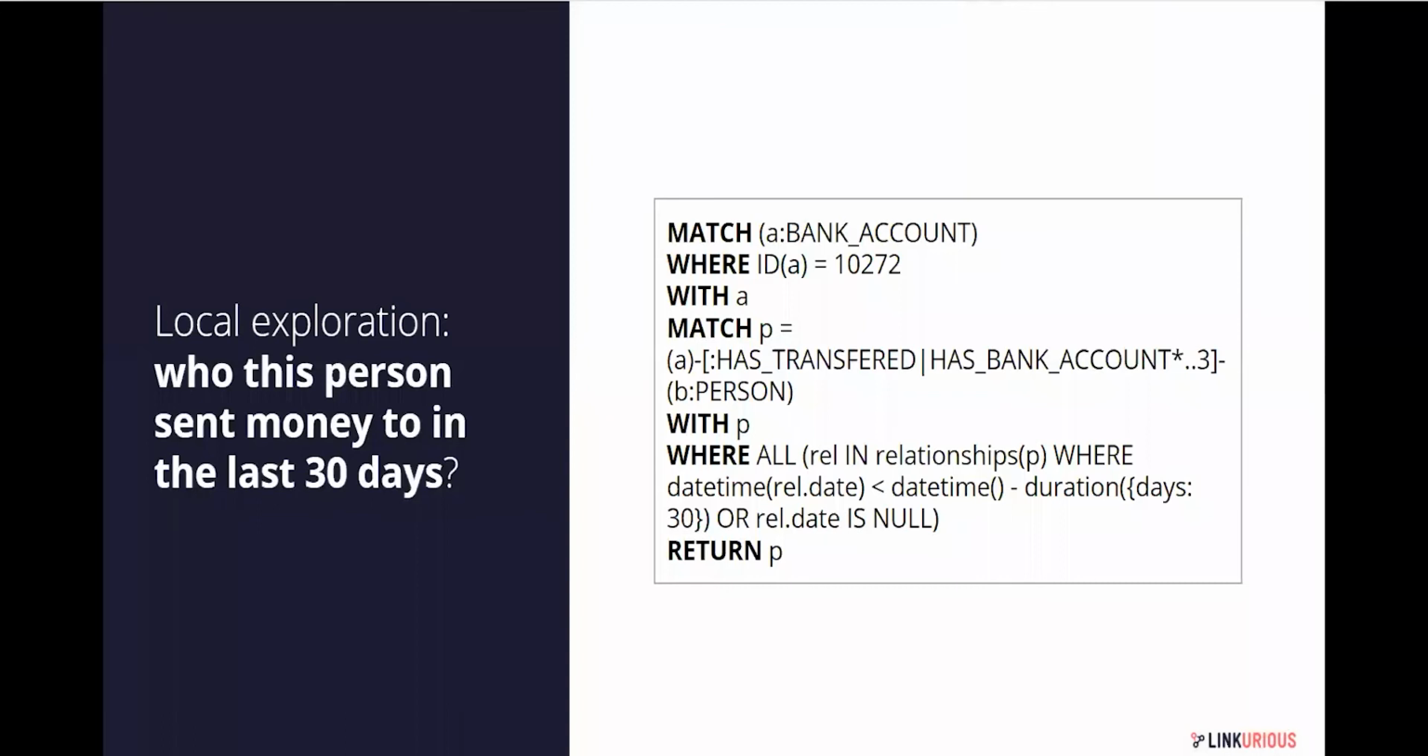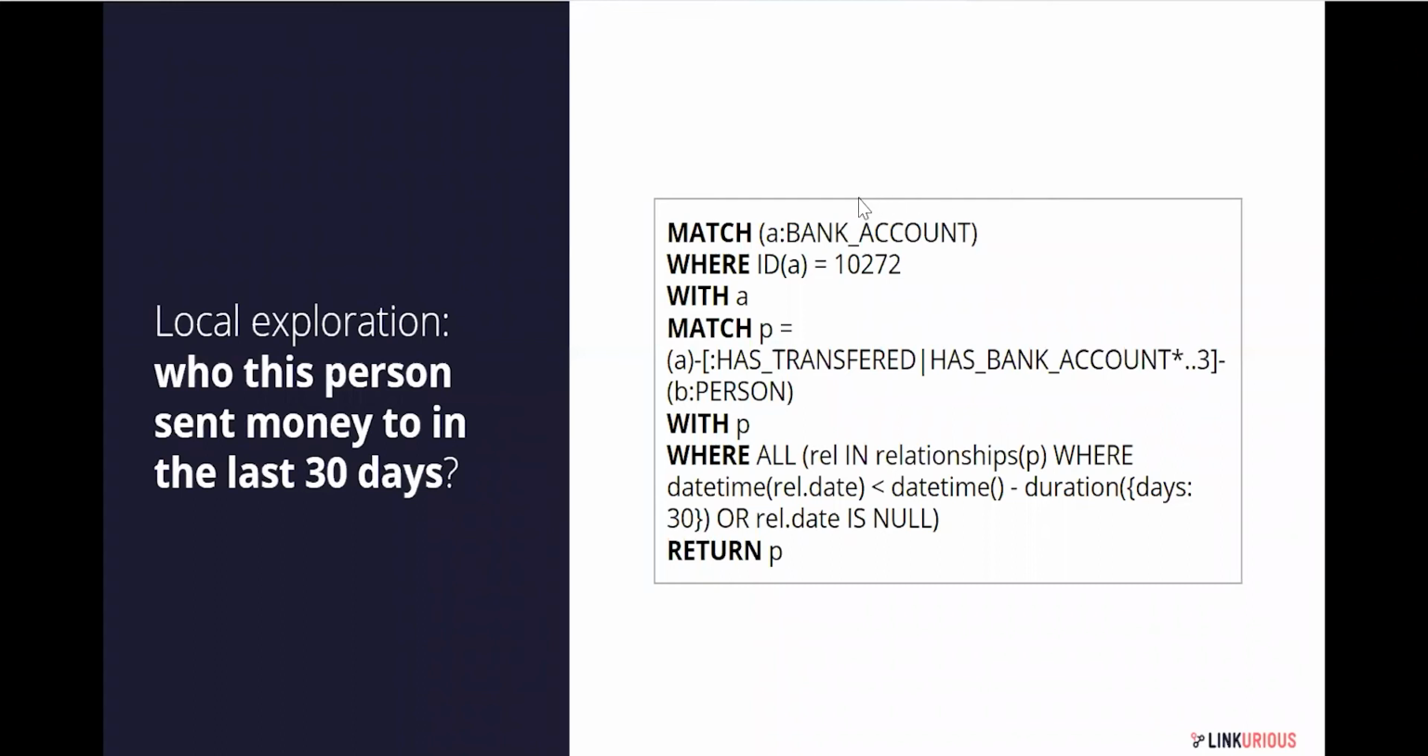So here we have our first example. This first query revolves around exploring the neighborhood of a suspicious individual. We have heard about that suspicious client, and we want to get a feel for who the client has been doing business with recently. Specifically, we want to know who this person has received money from in the last 30 days. Now let's look at the code for the query.